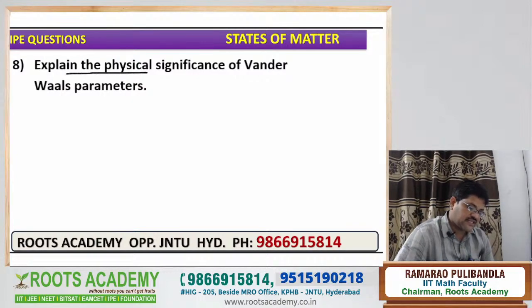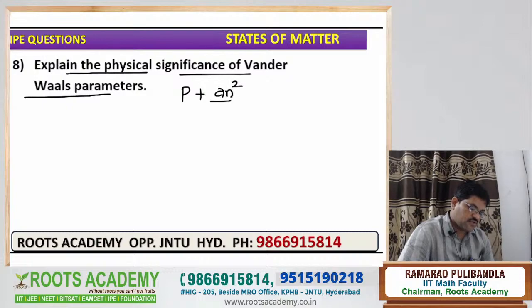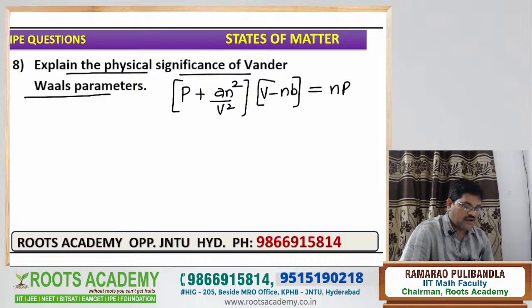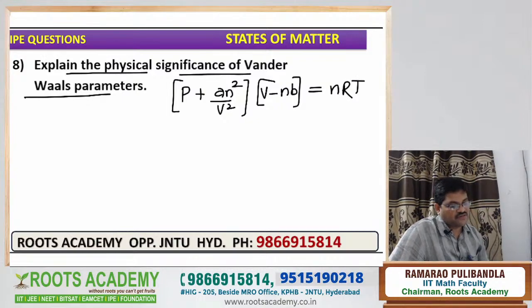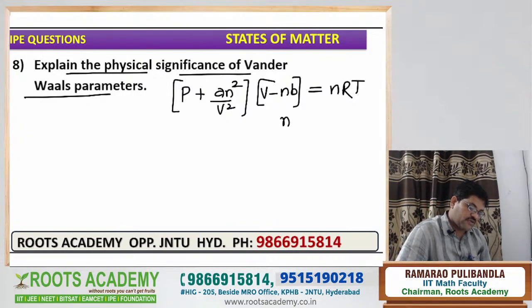Now see the next one. Explain the physical significance of the van der Waals parameters. First of all, what is the van der Waals equation? Simple equation: (P + an²/V²)(V − nb) = nRT. Understood? That is the equation.